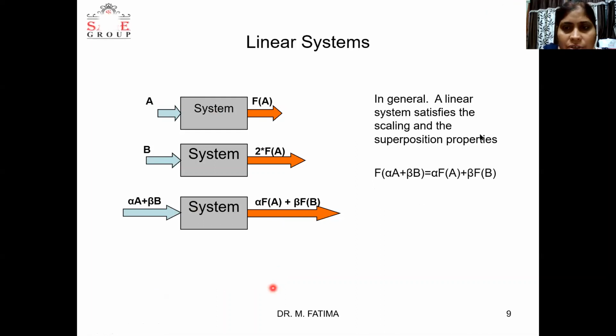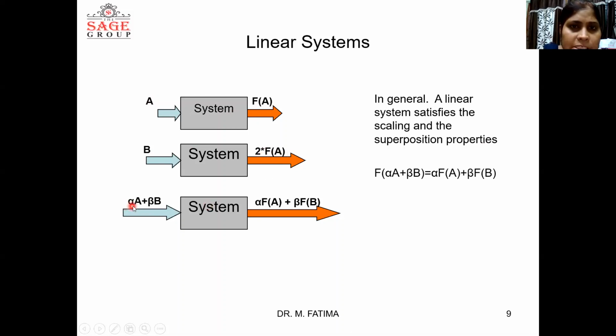In general, a linear system or linear instrument satisfies the scaling and superposition property. If A is given to the instrument or system, let F(A) be the output. If another input B is given, the output is F(B). It can be twice of F(A), or 4 times or 5 times of F(A).